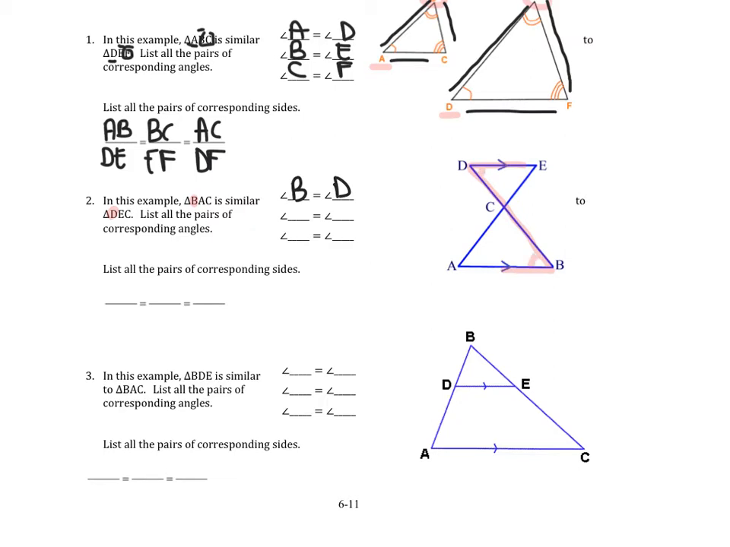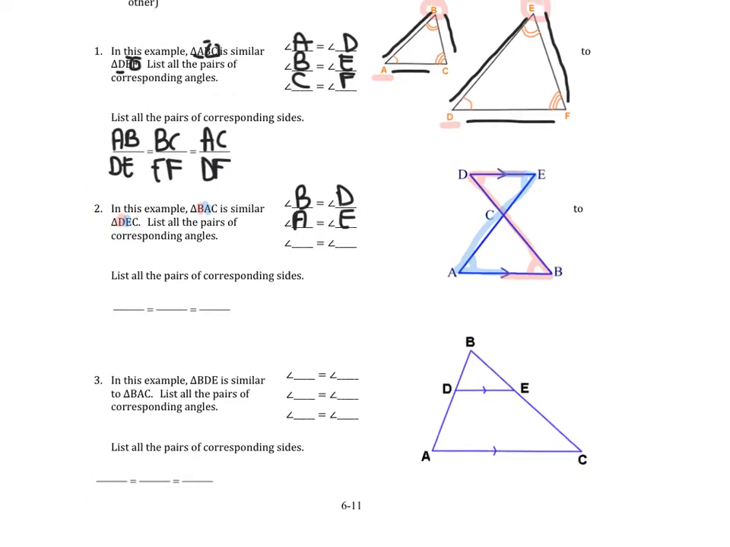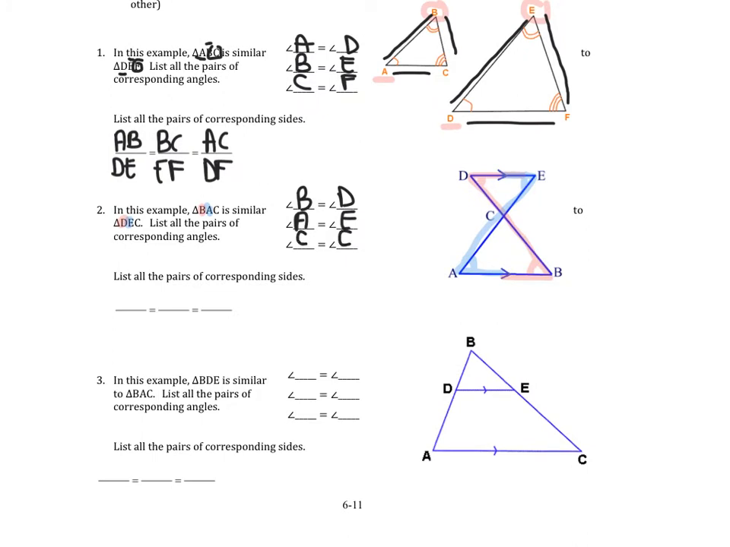Okay, I'm going to go back to my similarity statement. The second letter, A, should match with the second letter in the second triangle, E. So angle A and E should match. Let's see if that's true using our rules. Well, I have another Z pattern, or alternate angles here, and E and A actually do match, which leaves angle C with angle C. And that would be because we have opposite angles.